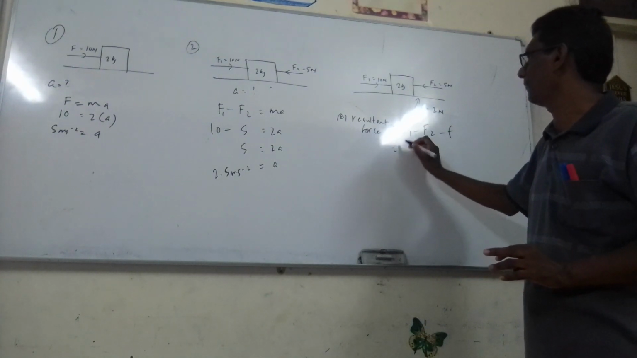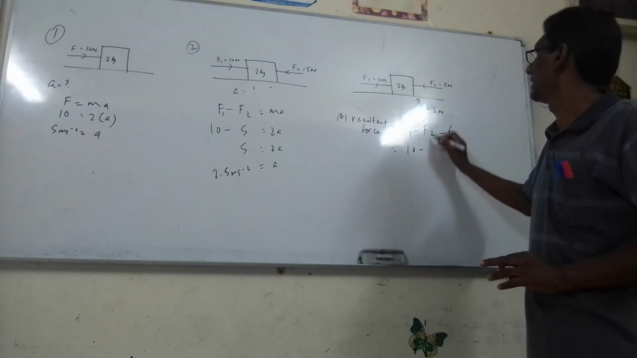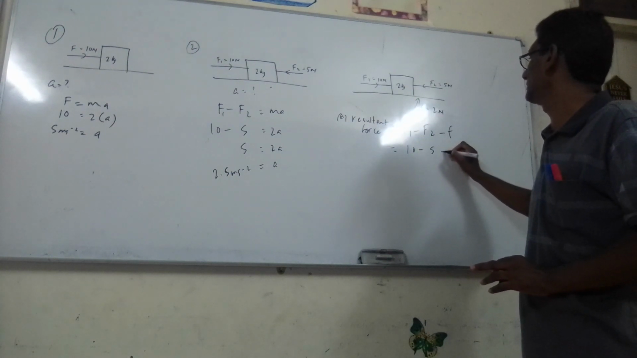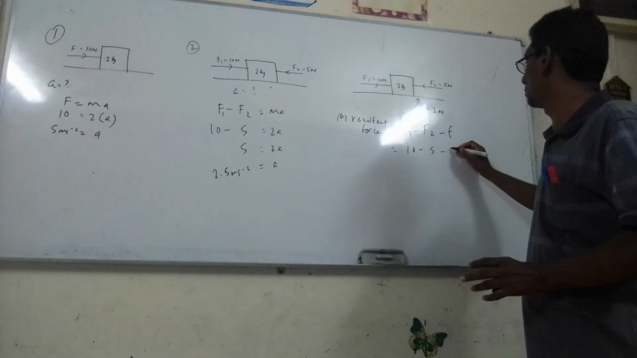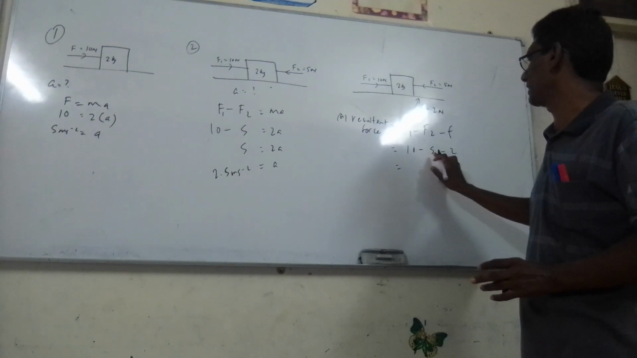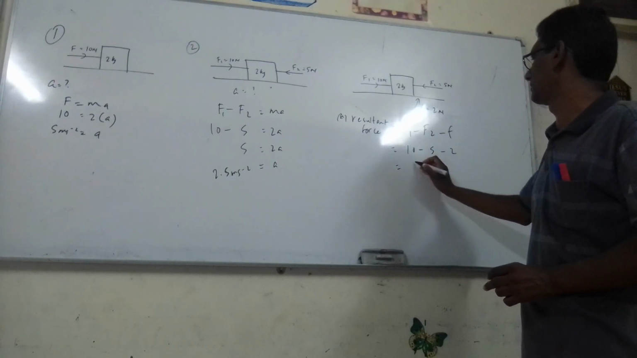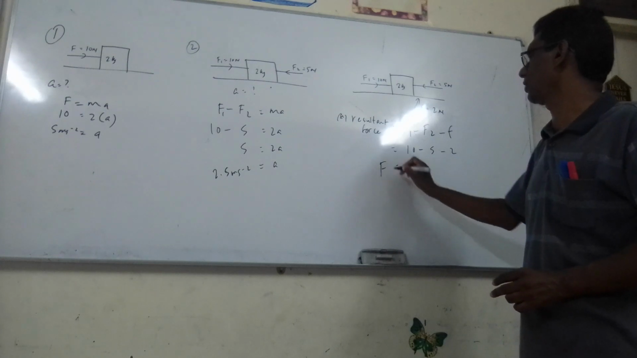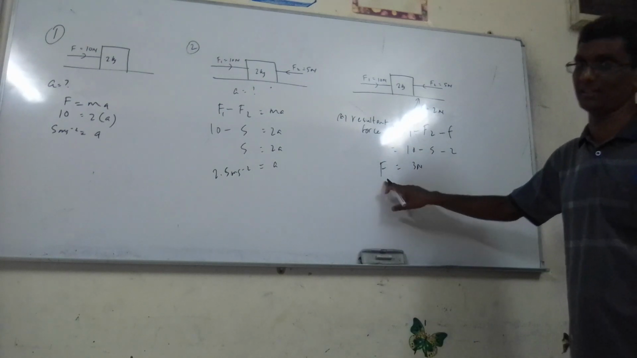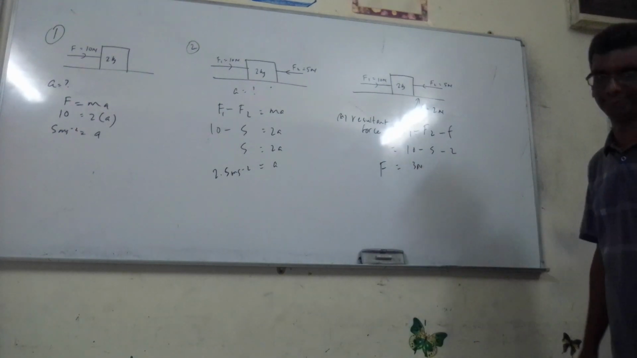Okay. So F1 is 10 Newton, F2 is 5 Newton, and the friction is 2 Newton. So 10 minus 5, 5 minus 2 is 3 Newton. So the resultant force is 3 Newton.